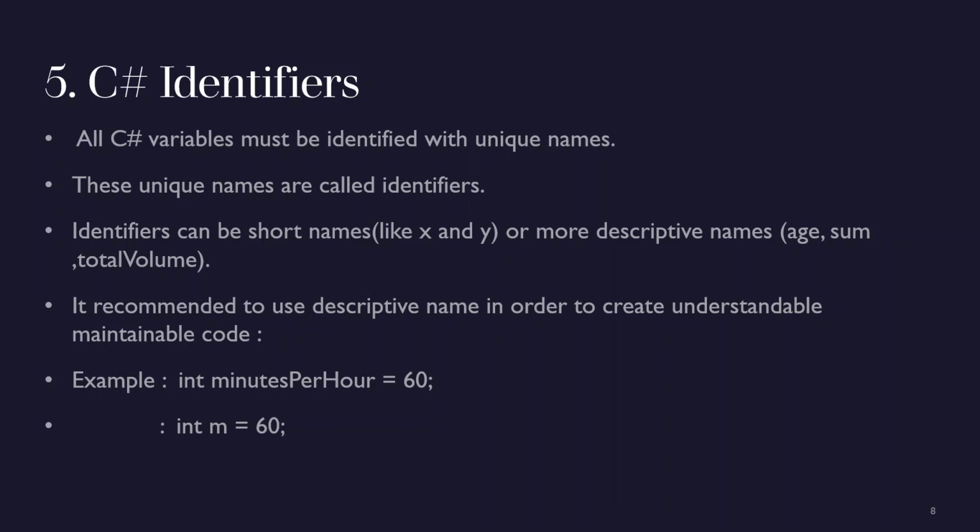For example, int minutesPerHour equals 60, or int m equals 60. So the two basically store the same value but in different variable names. They both have the same data type, int, but they have different variable names. The easier one to read is minutesPerHour rather than m. On m, another coder might not really know what you mean by m. It can mean a lot of things, but if you say minutesPerHour, they instantly know what you are trying to accomplish with your value, which is minutes.